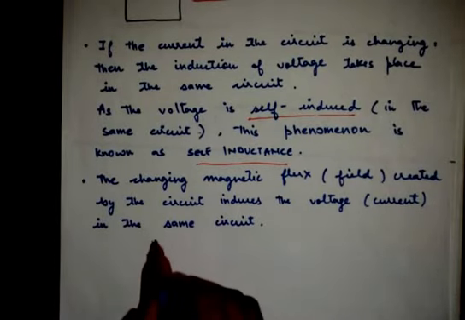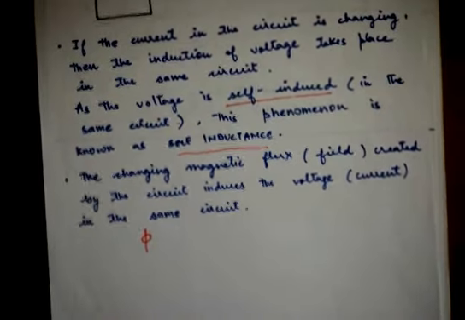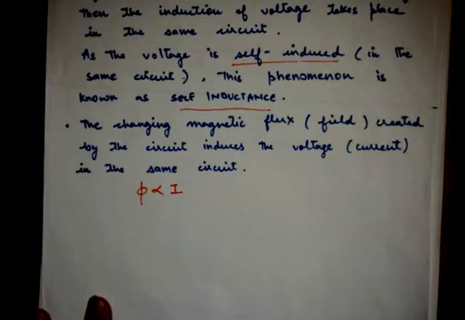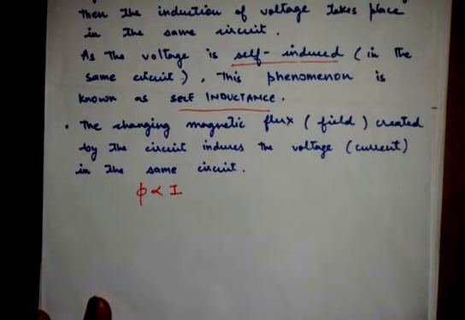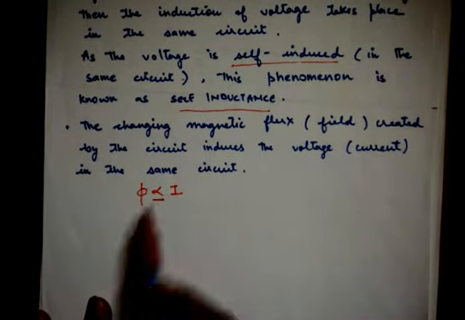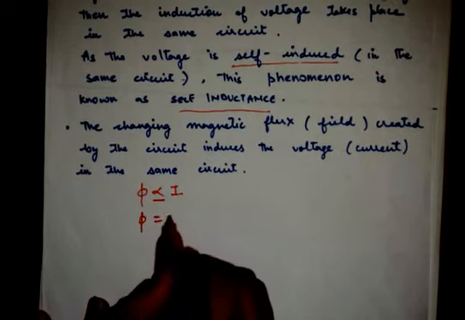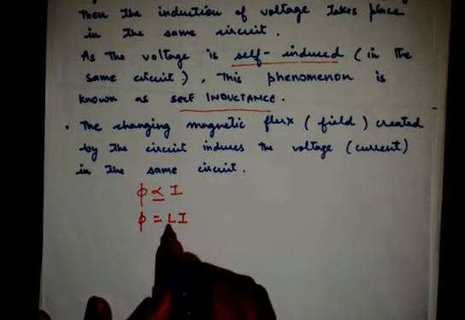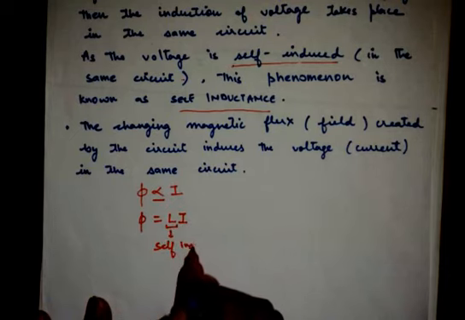Now we can say that phi, or the flux, is directly proportional to I. It means the flux is directly proportional to the current which is flowing in the circuit. Now this sign of proportionality can be replaced by some constant, suppose L. L is the self-inductance. This L is the constant which is known as the self-inductance.